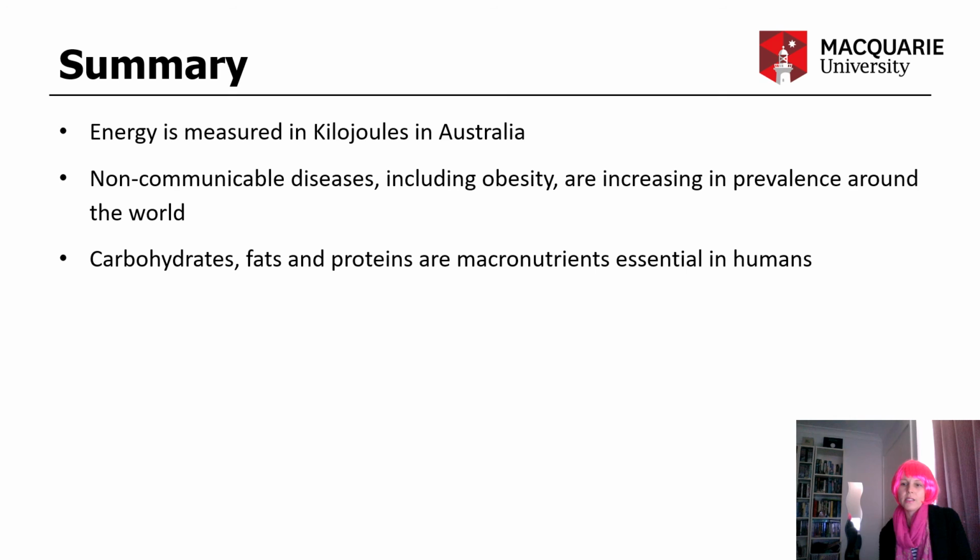So as a summary to this short video, we've talked about energy, and in Australia we talk about that as kilojoules. We've looked at non-communicable diseases such as obesity and how that's changed over time. And then we've looked at the macronutrients in a human diet, so carbohydrates, fats and proteins. And in each of these slides we had a look at where we source those macronutrients from different food sources. And if you want more, you can search for more. This is something that's relatively easy information that you can find.